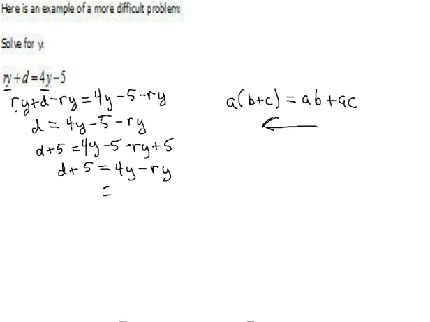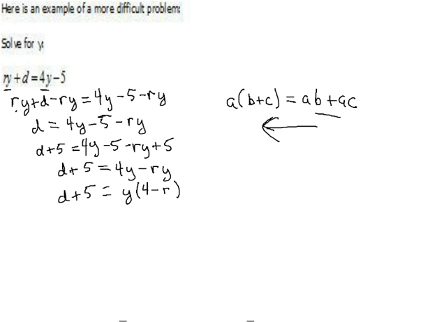We're going to go in this direction, from right to left, and say, if we had a common factor of a on the right, we can rewrite that out in front of a parenthesis. That's what we're going to do here. We have a common factor of y, so we're going to write that in front of a parenthesis, and inside the parenthesis would be 4 minus r. On the left side we still have d plus 5.